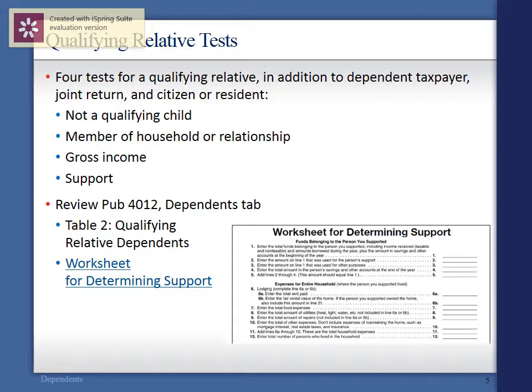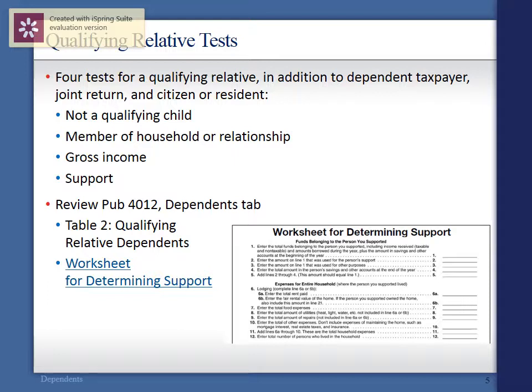The qualifying relative must also be a member of the household or must meet a certain relationship, which is very important. The major distinction here is that if the person does not meet the relationship test, this person must live in the household for the entire year, so the entire 365 days of the year. If the person meets a relationship test, then they must only live in the household at least half a year. So in this particular case, what are the relationships?